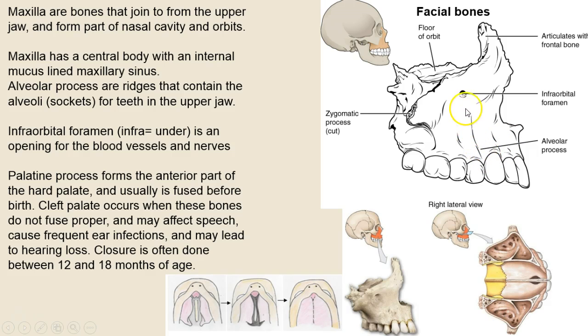Infraorbital foramen, far to the right again, and that's so that we have blood vessels and nerves passing to the surface, because we don't want our lips and our mouth numb unless we're getting dental work.